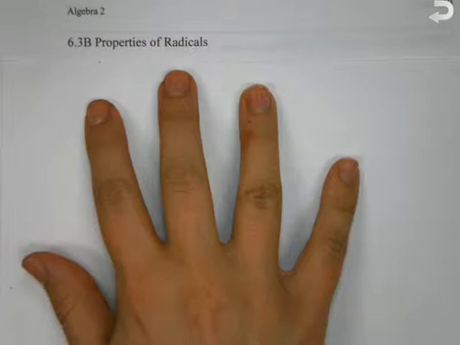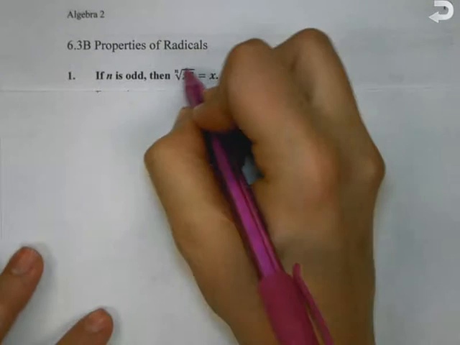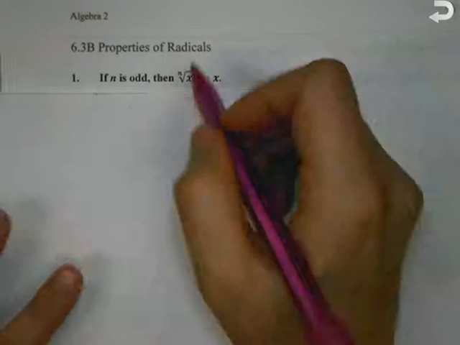Okay, so we have some properties of radicals. Basically, we have two properties. I'm going to give you the rule, and then we're going to do a couple of example problems, and that's it. So here is the rule. If n is odd, then the nth root of x to the n equals x. So they cancel each other out, and it equals whatever is on the inside of the root.